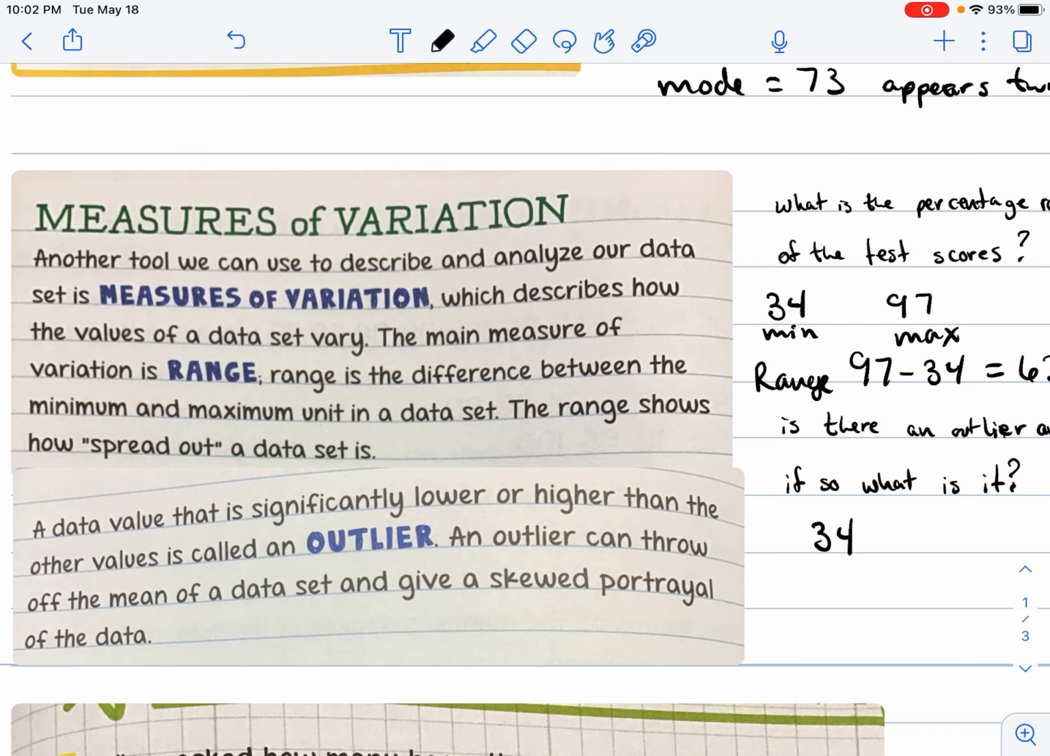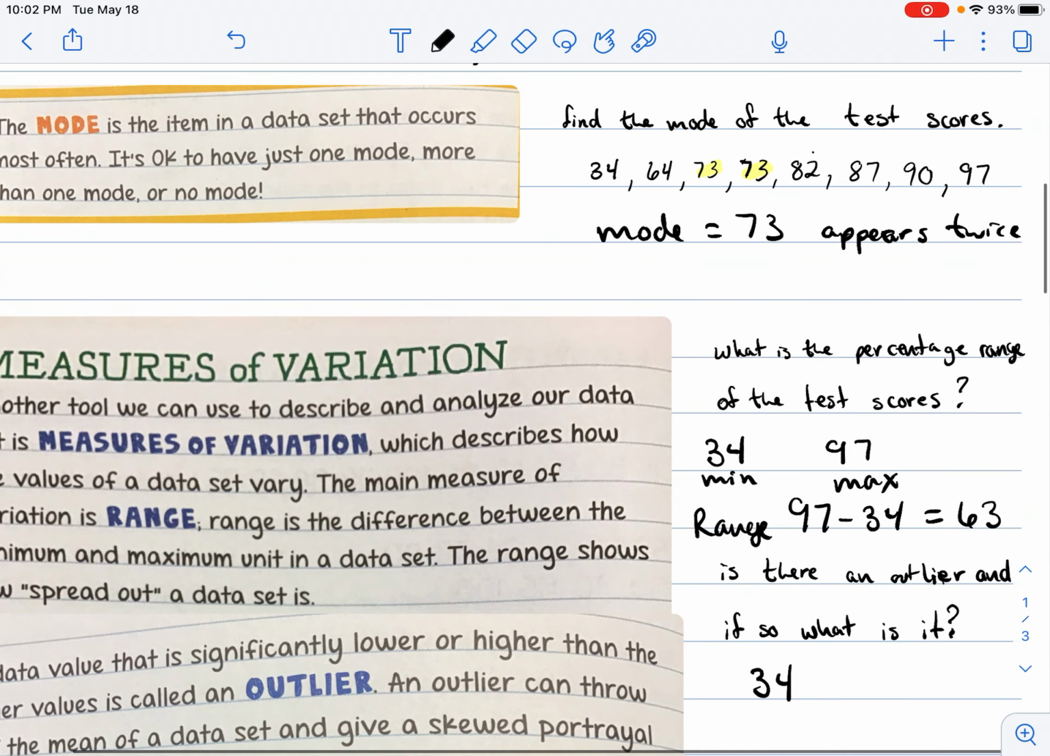and give a skewed portrayal. Because if you think about it, if we took out that 34, that bumps our median to 82, and then our average would be, well, 600 minus 34, so 566. And now we divide that by 7. You're looking at an average score of around 80%.